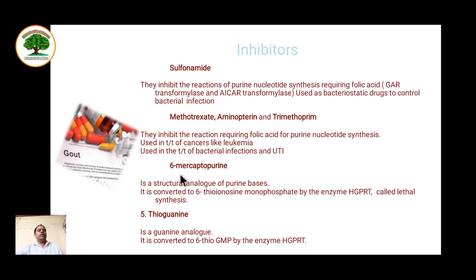The next intermediate is 6-mercaptopurine. It is a structural analog of purine, meaning it looks like purine. It is converted into 6-thioinosine monophosphate by the enzyme HGPRT and is called lethal synthesis, as it is synthesized here and does not result in formation of a correct nucleotide. Thioguanine is a guanine analog. It is converted into 6-thio-GMP by the enzyme HGPRT, thereby inhibiting the pathway of nucleotide synthesis.